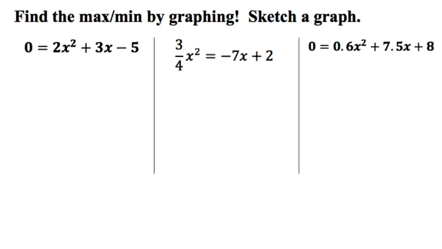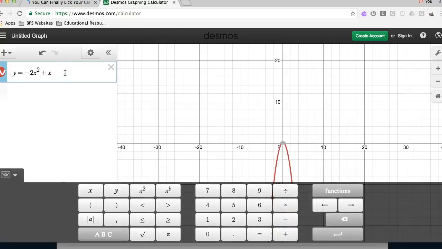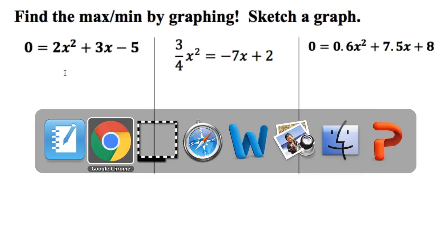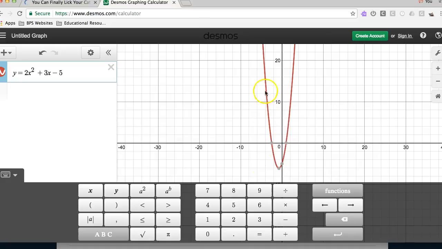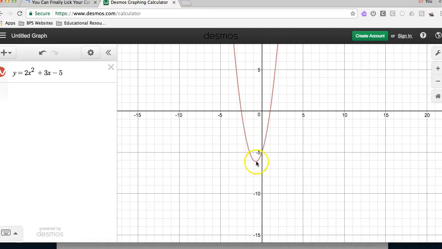So now we're going to find the minimum maximum by graphing. This is the same as the vertex, so let's do that. Alright, this one, let's put it right into Desmos. 2x squared plus 3x minus 5. Alright, here we go. Is that right? Alright, there we go. So here's the graph. The vertex, nice thing about Desmos, is right here. If I click, I got it. Right there. Simple as that.